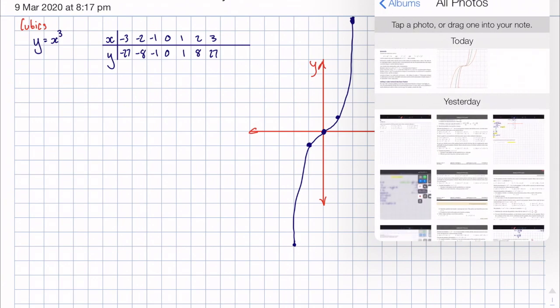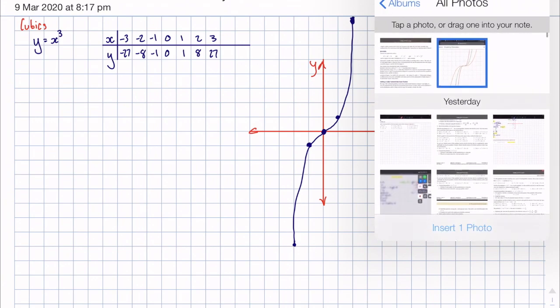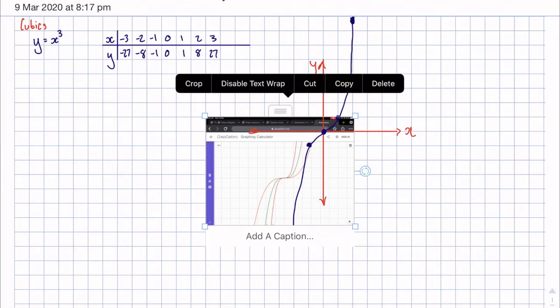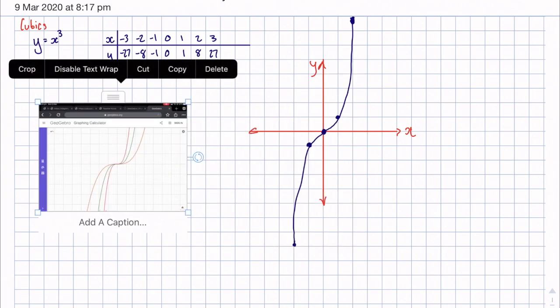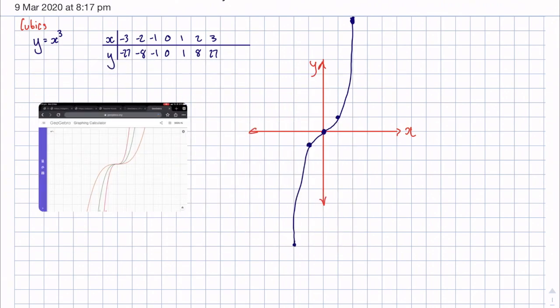So let's add in this photo. Let's put it here. Okay.